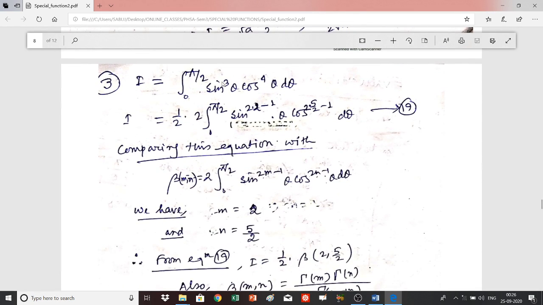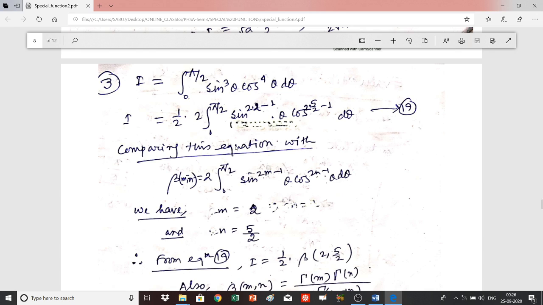Now another integral is given here: the integral from 0 to pi by 2 of sine cube theta cos theta to the power 4 d theta. This relation can be written in this way: half, 2 into the integral from 0 to pi by 2 of sine to the power 2 into 2 minus 1, that is nothing but sine cube, okay, 3 will be the power, and then cos theta to the power 2 into 5 by 2 minus 1. That can be written in this way, because this will give you this 4, and this will give you this 3. And now compare this relation with the alternative definition of the beta function, that is beta m n is equal to 2 times the integral from 0 to pi by 2 of sine 2m minus 1 theta cos 2n minus 1 theta d theta.